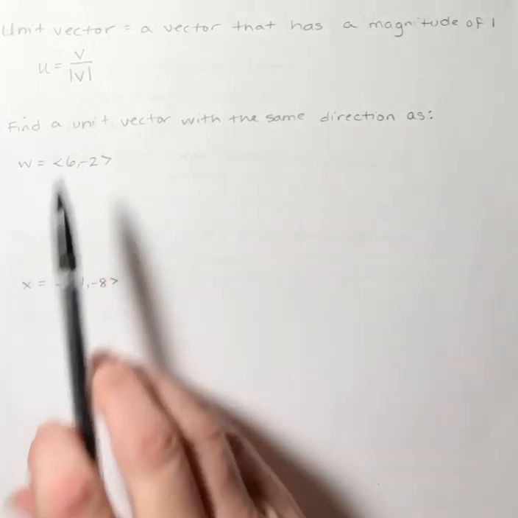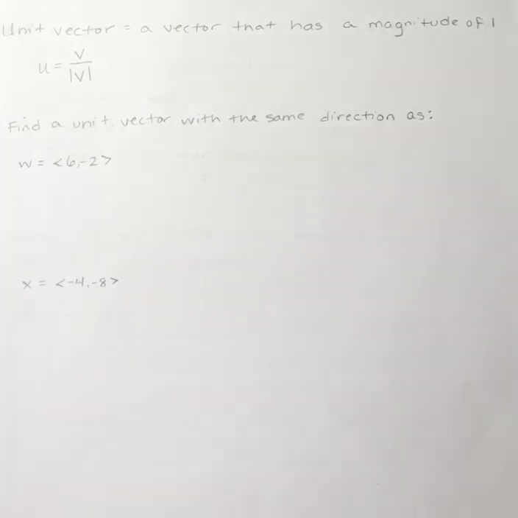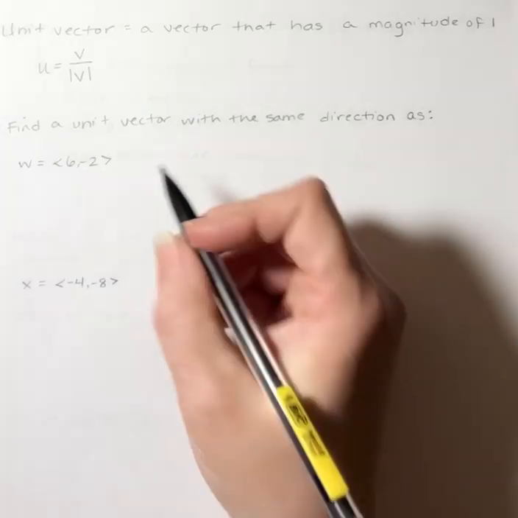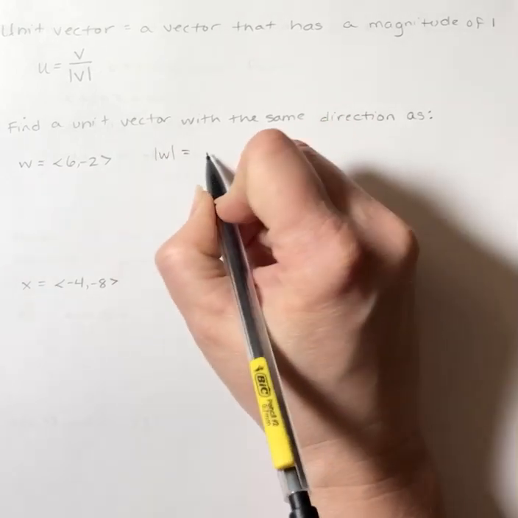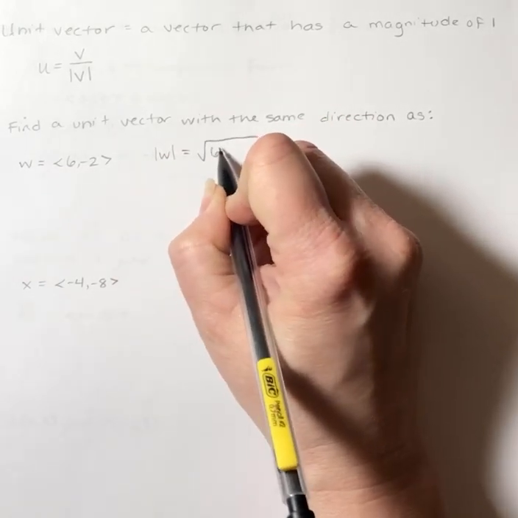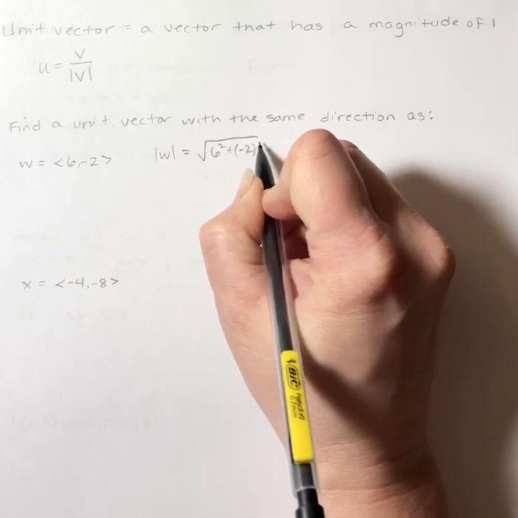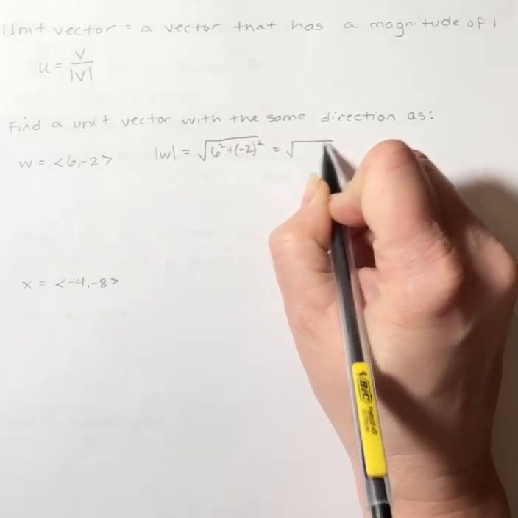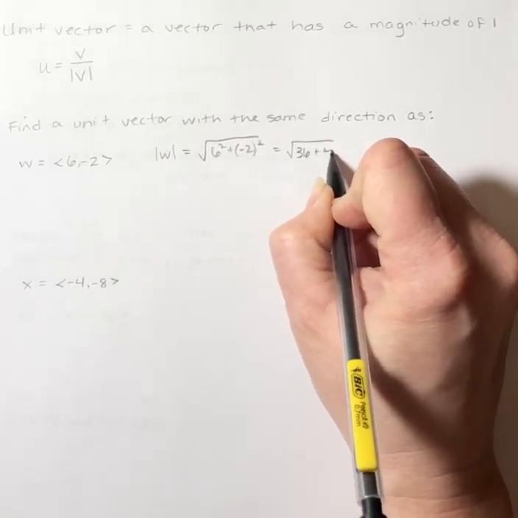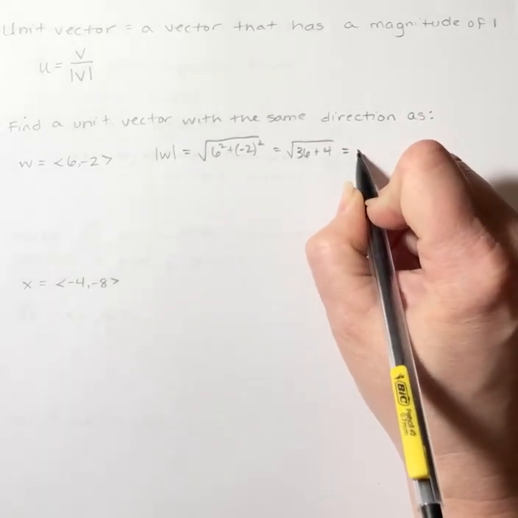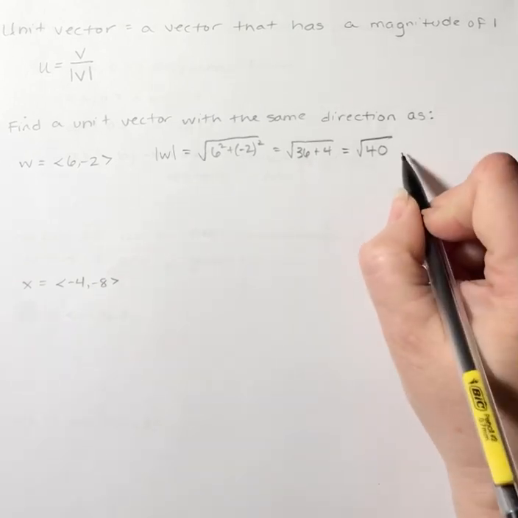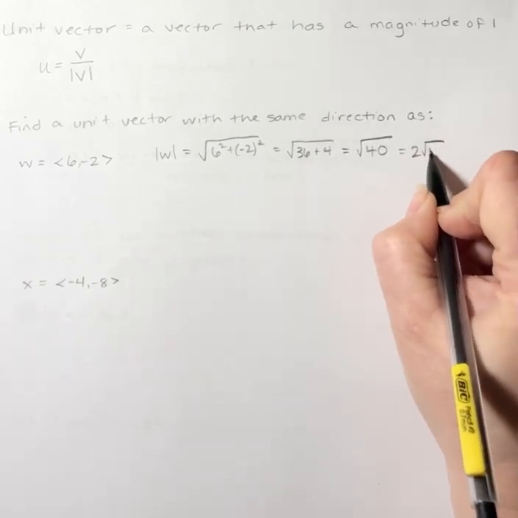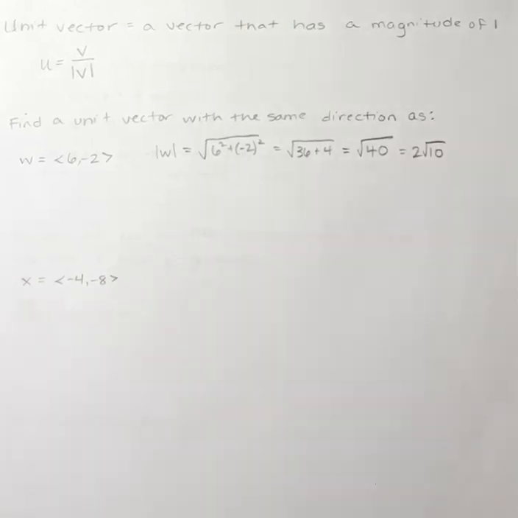So what we have to do is find the magnitude. So I'm going to do the magnitude of vector W is the square root of 6 squared plus a negative 2 squared. And these are all done exactly. These are not decimal approximations. Okay. So 40 is 2 square roots of 10. And everything's got to be simplified using radicals. Okay.